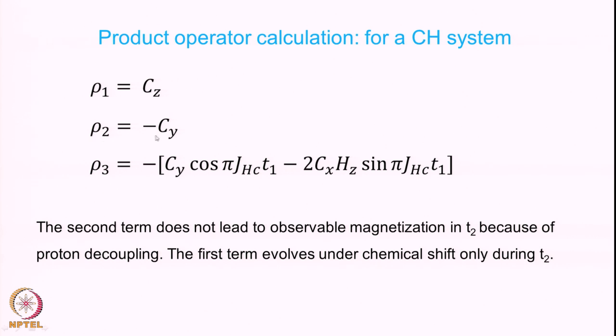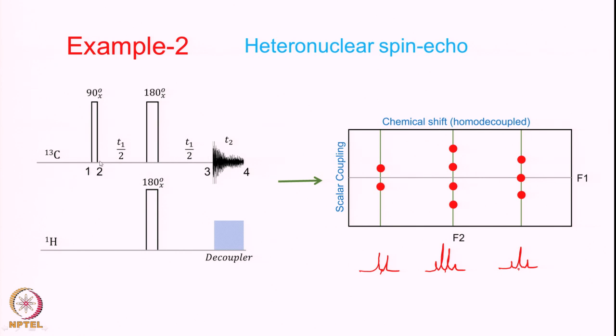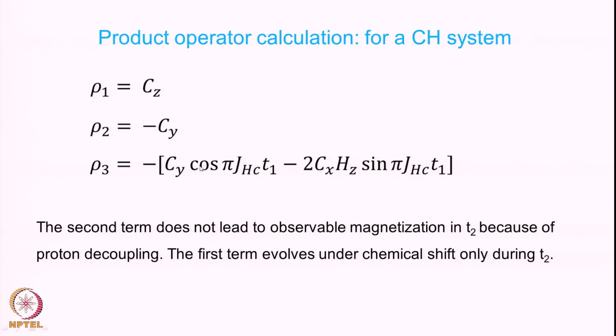Now when I apply the 90 degree X pulse, I create Y magnetization, which will be minus Cy. Now what I do during this whole period from here to here, it is a spin echo sequence. There is no chemical shift evolution of carbon, there is only carbon-proton coupling evolution, right. So I evolve this under carbon-proton coupling. So this minus Cy gives me minus Cy cosine pi J_HC t1. Notice this C is actually capital C, it is not a small c, it is supposed to represent carbon. Same here: sin pi J_HC t1 minus 2 Cx Hz sin pi J_HC t1. The second term does not lead to observable magnetization in t2 because of proton decoupling, right.